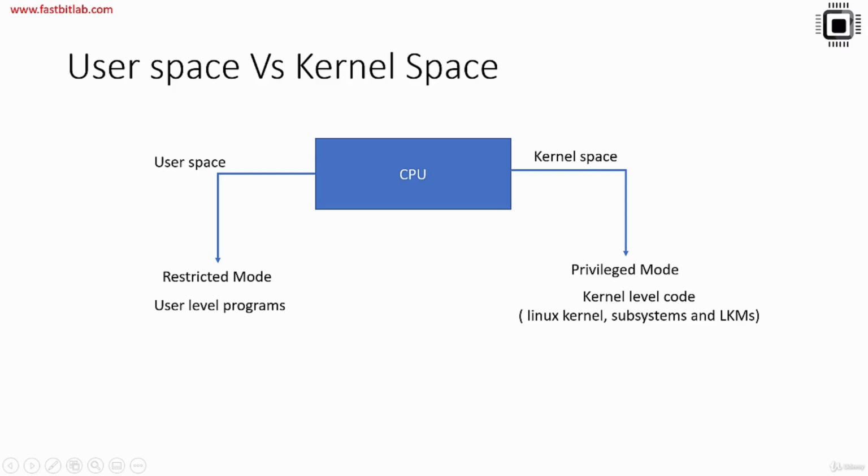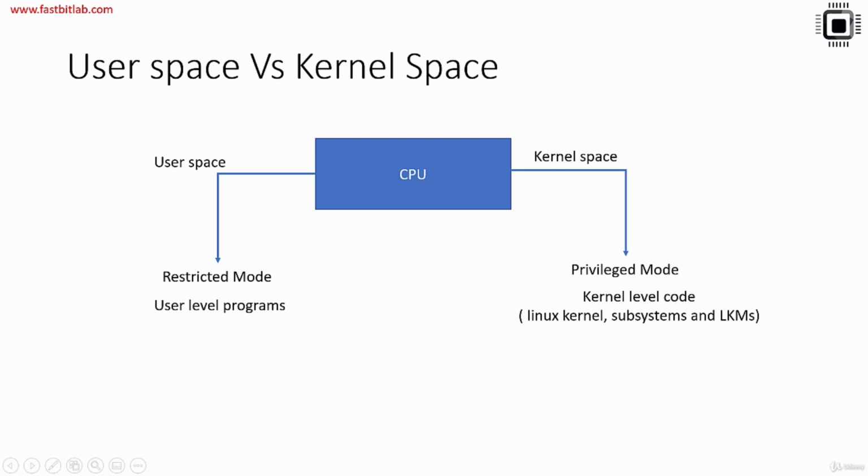In this lecture, let's discuss user space and kernel space briefly, because we use these terminologies in future lectures. So when an OS such as Linux is used, the code which runs on the CPU can be segregated as user space code and kernel space code. When the kernel space code runs on the CPU, the operation mode of the CPU will be in privileged mode.